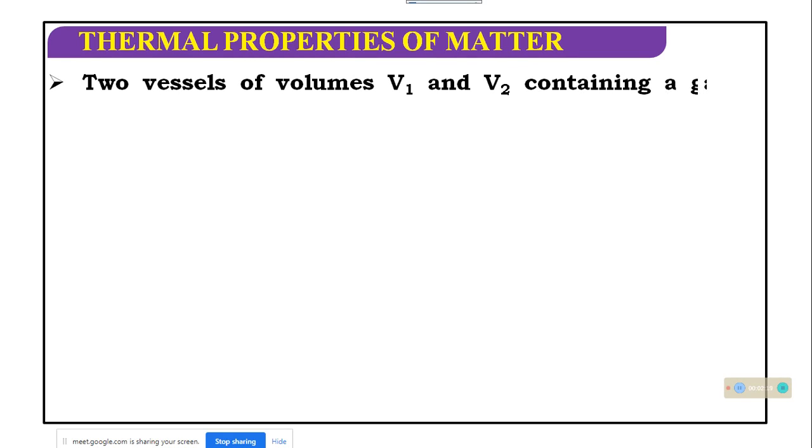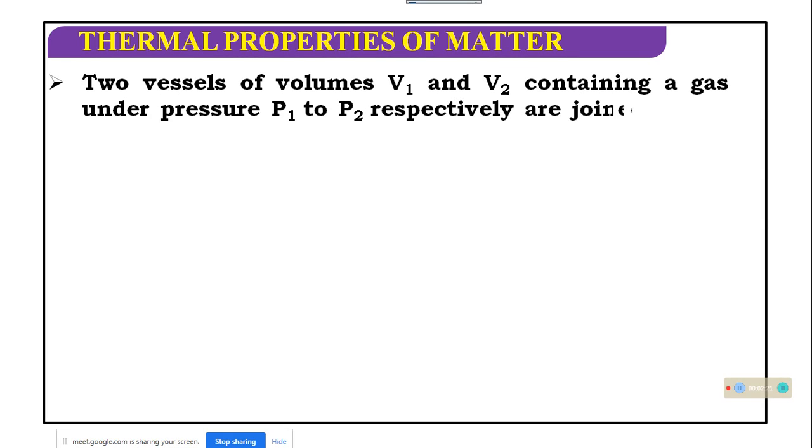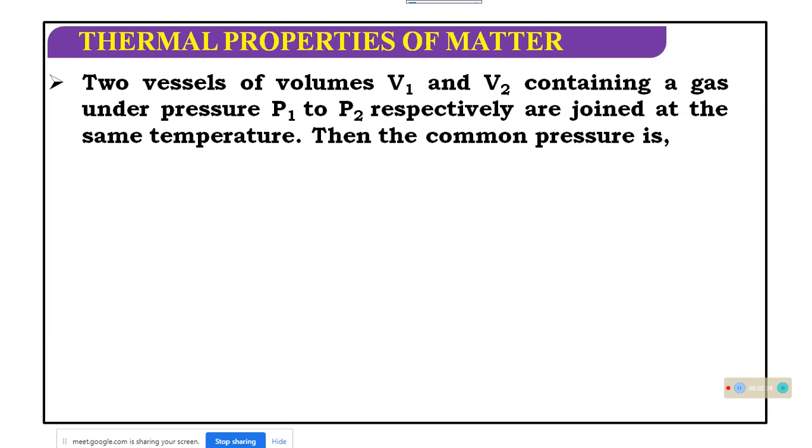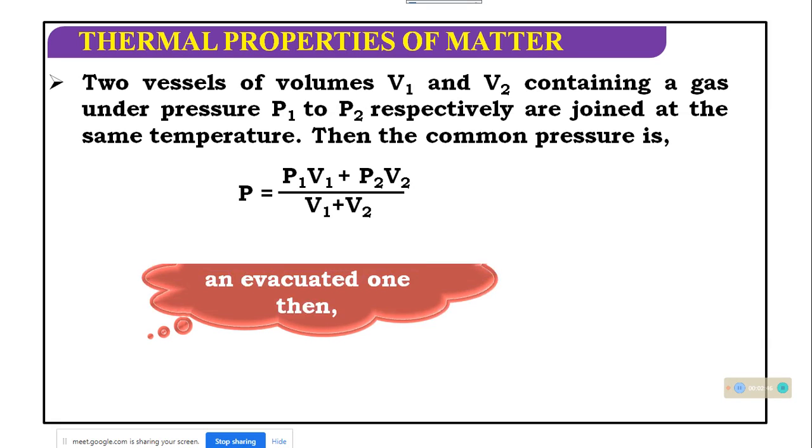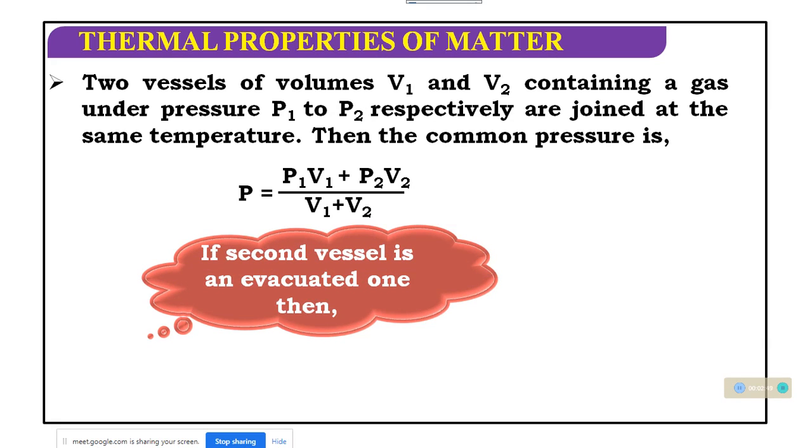Two vessels of volumes V1 and V2 contain a gas under pressures P1 and P2 respectively at the same temperature. When the two vessels are mixed together, we get a common pressure. Then the pressure P equals P1 V1 plus P2 V2 by V1 plus V2. If the second vessel is evacuated, then P equals P1 V1 by V1 plus V2.